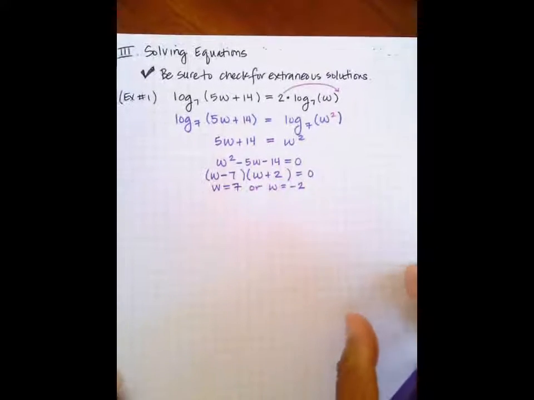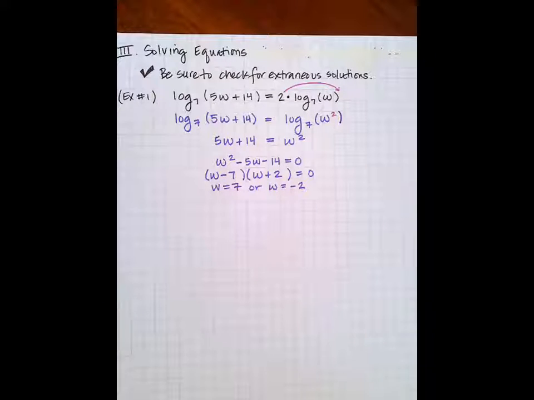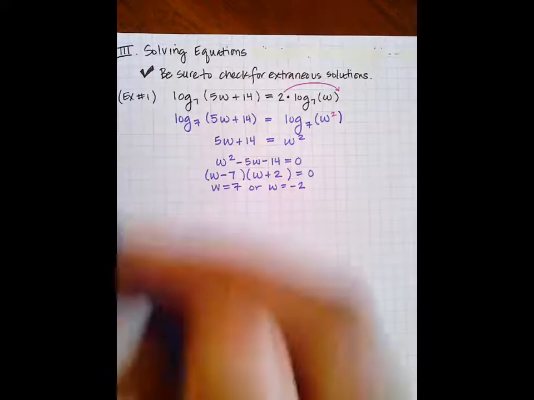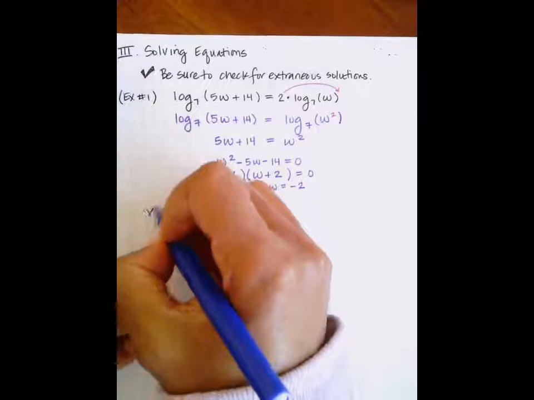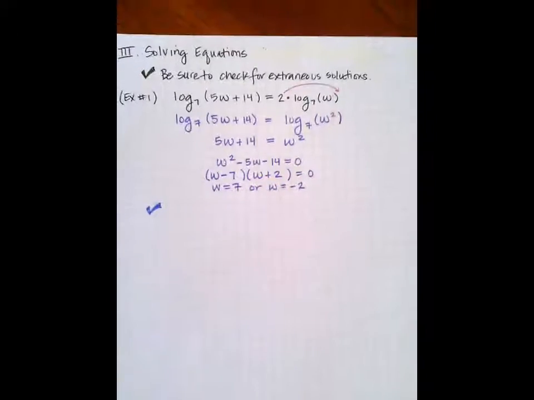As you see how math builds on math, you have to know how to factor a quadratic in order to solve some of these problems involving logarithms. So here are my two different solutions. It's so important to always check our solutions, though, because our argument for a logarithm cannot be negative.